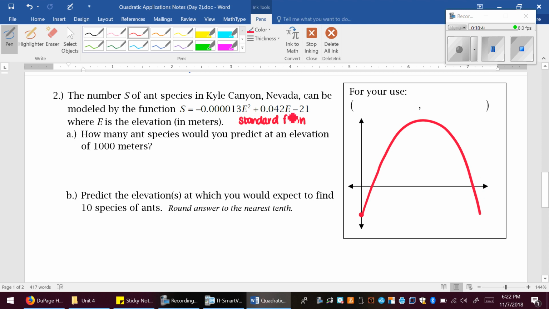E is in the location of where x normally would be, so our x coordinate is elevation, and it says that that's measured in meters. And S is where y would normally be, so our y coordinate is number of species. So part A says, how many ant species would you predict at an elevation of 1,000 meters? So elevation is our x coordinate. I'm going to take the number 1,000 and substitute it in for e.